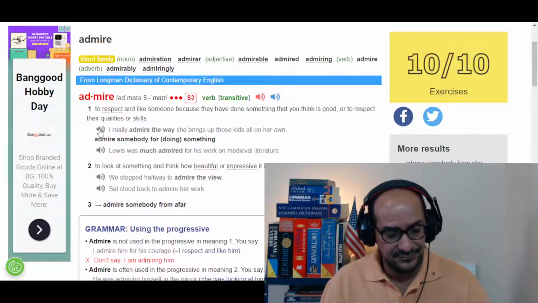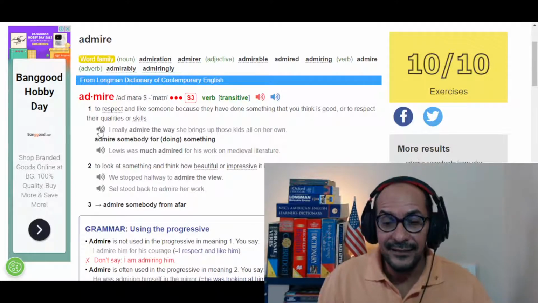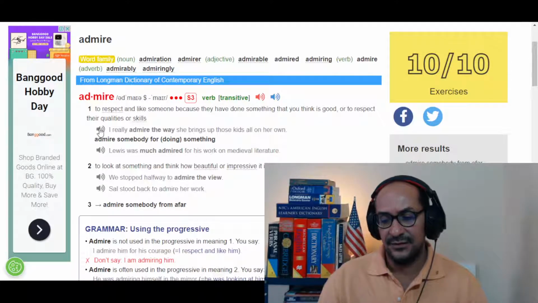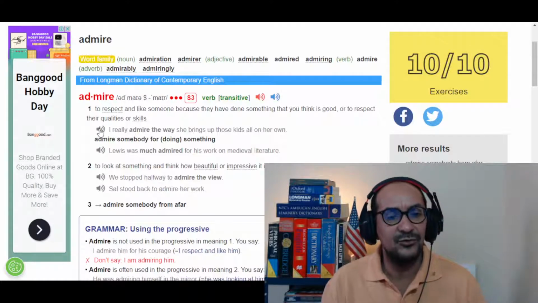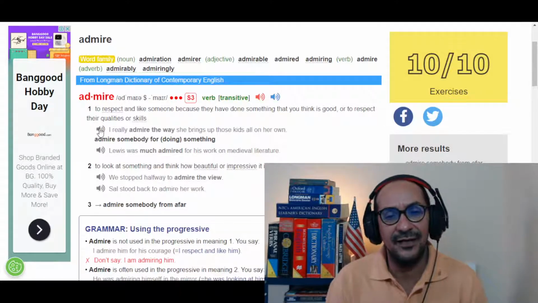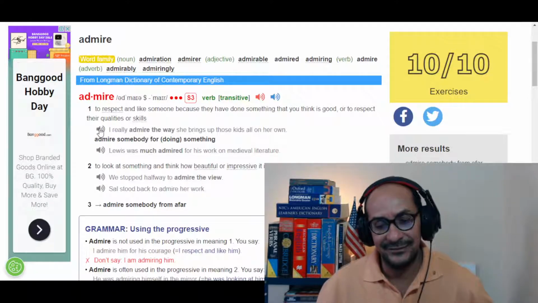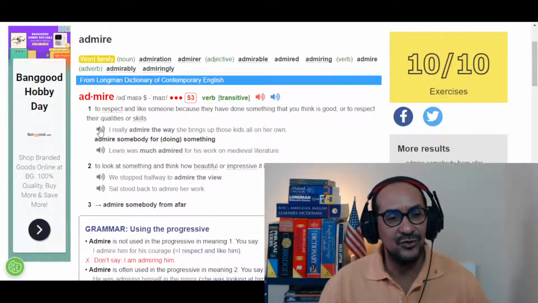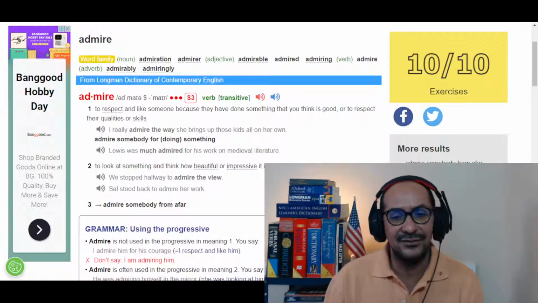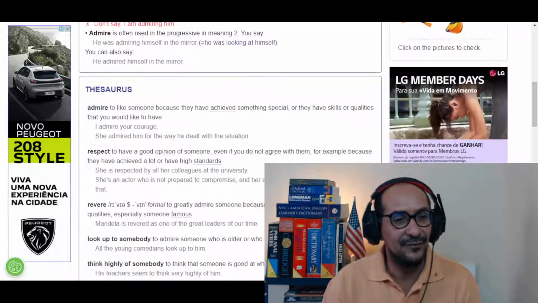And then you go, I really admire the way she brings up those kids all on her own. And then one day, because you listen to that once, twice, 3 times, too many times, you're going to say, I really admire the way she brings up those kids all on her own. You don't need to go fast. You can go slowly, and then you speed up, and then one day you're going to speak the way this lady does, or the way Americans, Australians, whoever you want to follow.